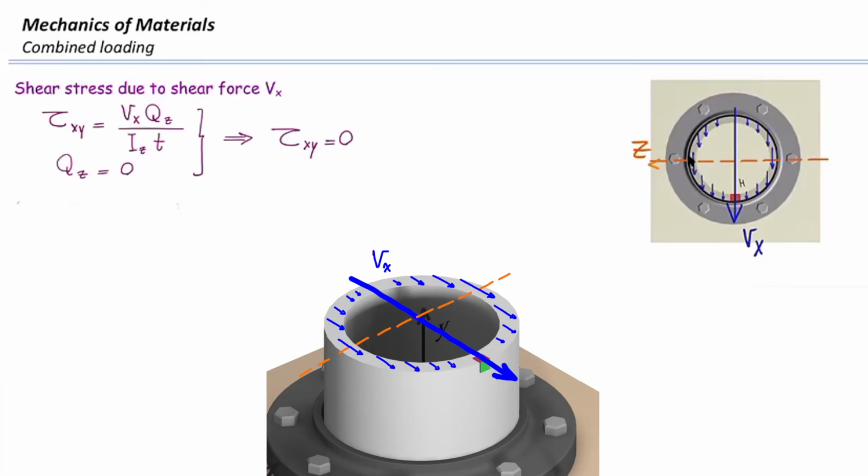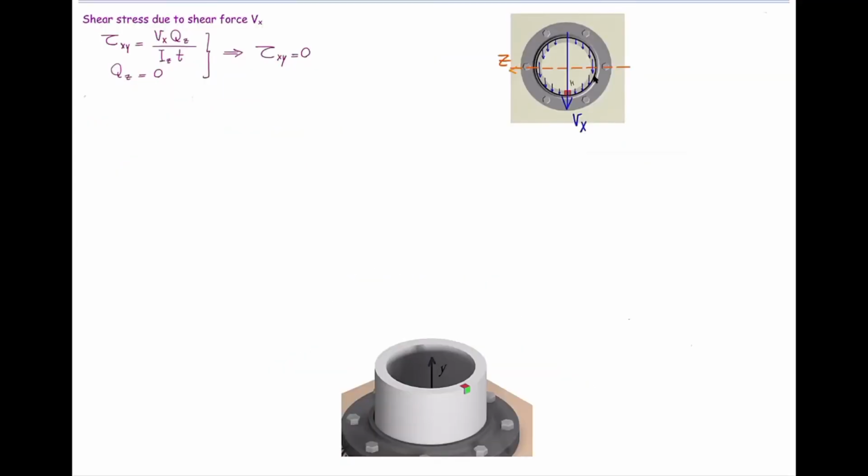Q is maximum at the centroid. So if our point were located over here or here, it would have the maximum stress. All right, now let's calculate stress produced by V sub Z. Shear stress is again calculated from the VQ over IT equation.